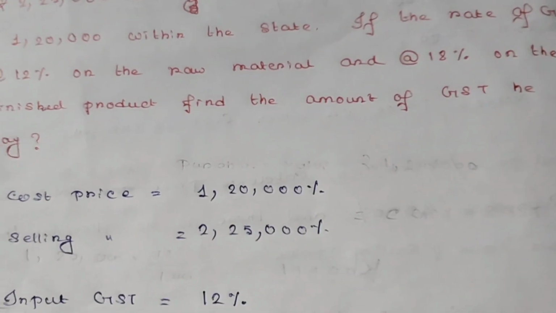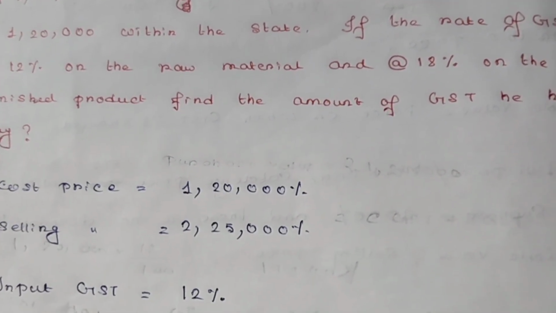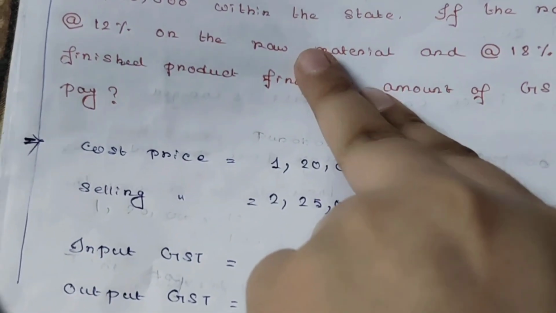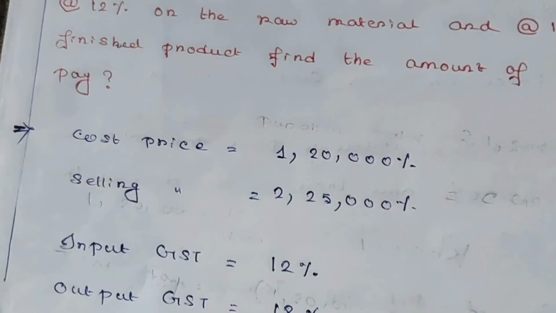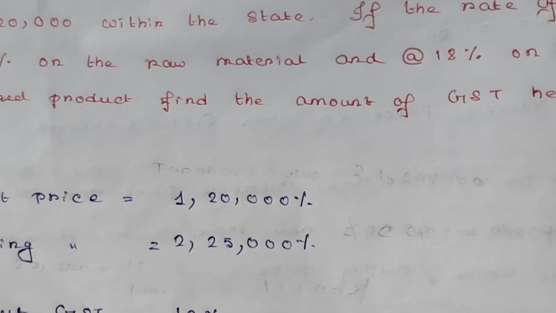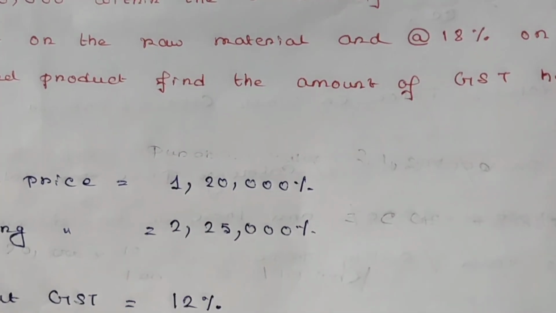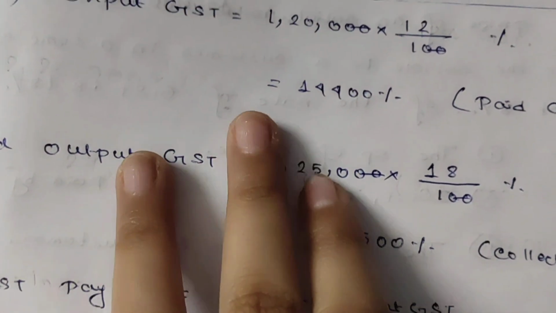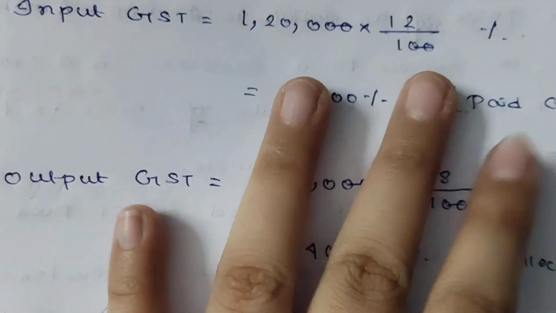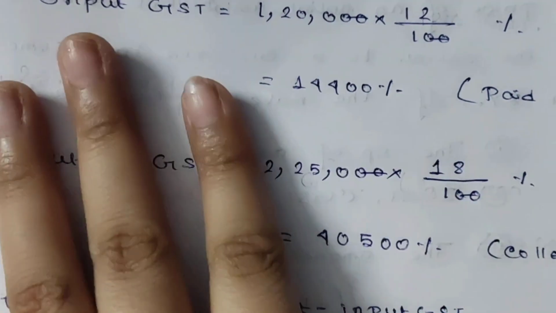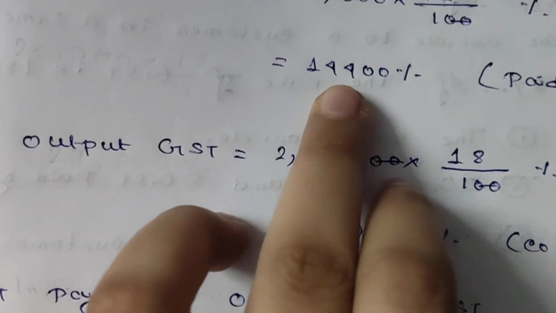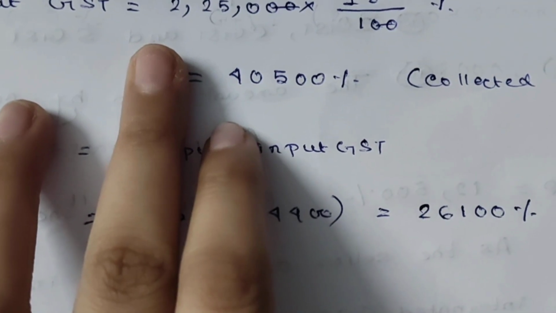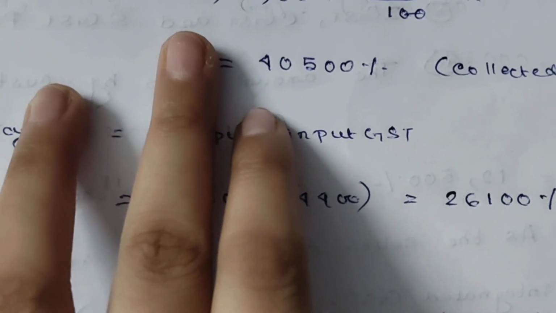Now 12% is on the raw material when they were purchasing the product. We can call it input GST, as I have told you before, and 18% on the sale when they were selling the product, that we can call output GST. What will be the input GST? 1,20,000 into 12 by 100, because 12% was input GST. So paid GST is 14400, and output GST will be 2,25,000 into 18 by 100.